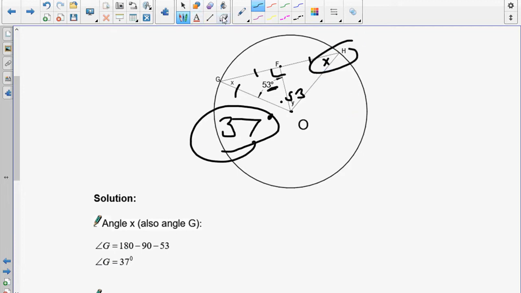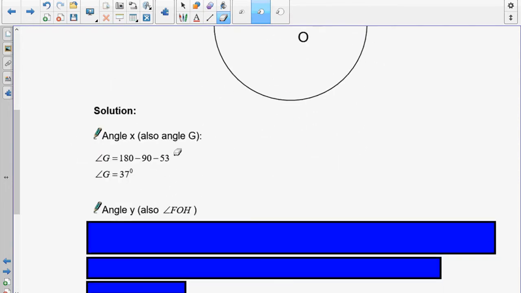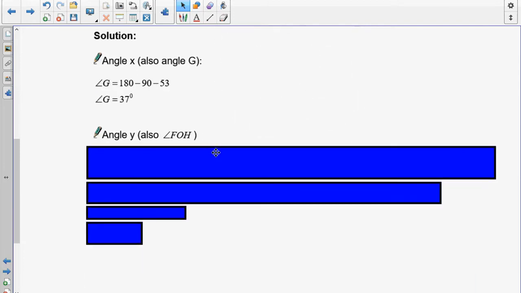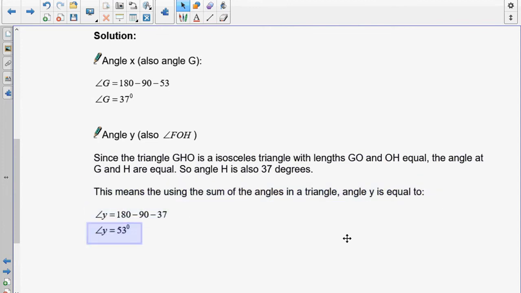Now, erasing some stuff here to get out of the way, what do you think angle Y is going to be? Well, we talked about this already. Angle Y, which is FOG, is 53. But we know that these two are congruent triangles, they're perfect matches. That means angle Y is also 53. So copy this down, and I'll give you a couple of seconds. Pause the recording and do that.